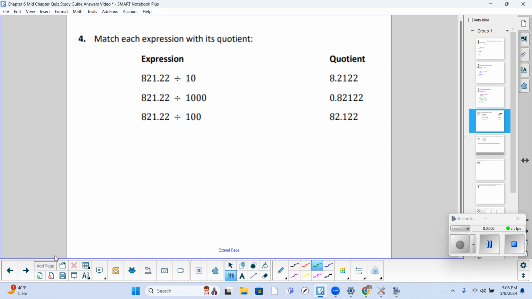Number 4, match each expression with its quotient. So 821.22 divided by 10, that means the decimal would move one spot over. So it would go there. So that's 82.122. That means this one matches here.